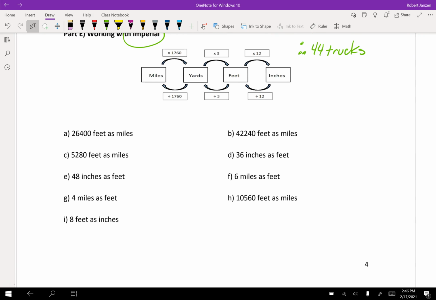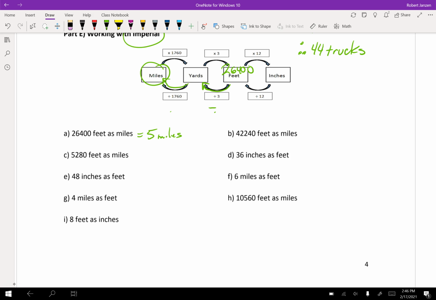And these conversions are a little tougher, because they don't just multiply or divide by 10. But we can still use this chart. So I want 26,400 feet, and I want to change it to miles. So what do I have to do? If I want to go this way, I'm going to divide by 3. And then I'm going to divide by 1,760. And if I do that, I end up with 5 miles.